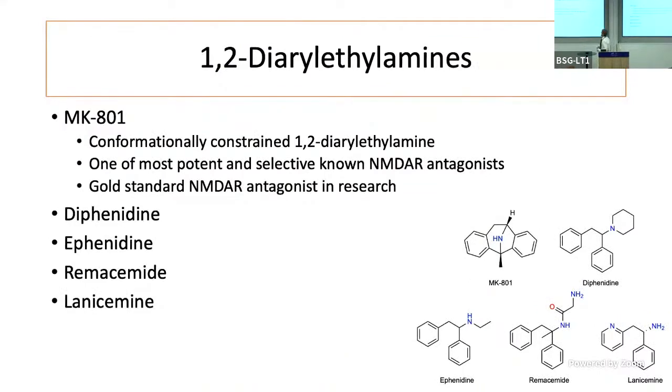So the next class I want to talk about are the diarylethylamines. MK-1, interestingly, which is the gold standard NMDA receptor antagonist, is a conformationally constrained diarylethylamine. And it's actually one of the most potent and selective, as far as we know, NMDA receptor antagonists. That's one of the main reasons it's so widely used in research. But there are a number of unrigidified forms of MK-1, some of which are research chemicals like diphenidine and ephenidine. And then we have several clinical candidates, remacemide and lanicemine, which I don't know that I say right, but I've not heard anyone pronounce it over the years.